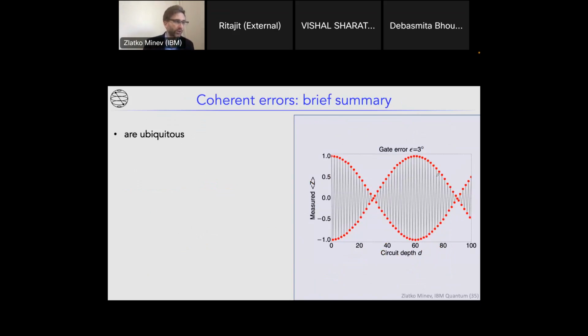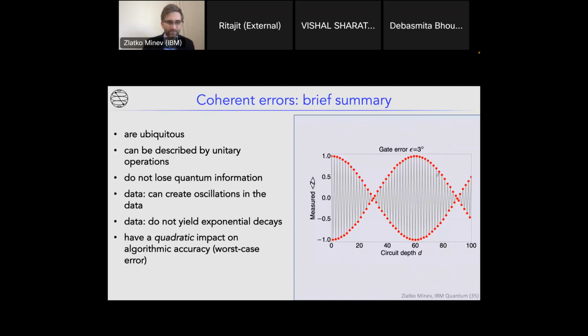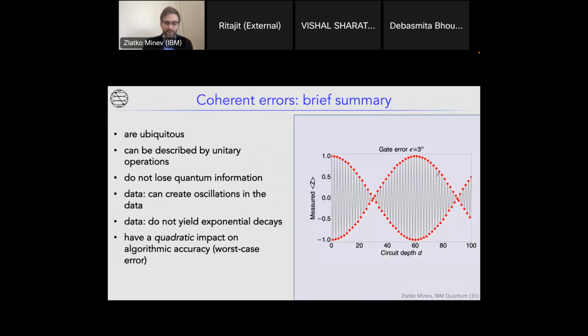So in summary, coherent errors are ubiquitous. They can be described by unitary operations. There's no loss of quantum information. In principle, all of this is unitary. We can, in the data, see oscillations, so oftentimes that's a signature, a hallmark feature. And finally, we don't see exponential decays in the data. Instead, because of this oscillation, you'll tend to have a quadratic worst case error to leading order. So that tells us the story of coherent errors, and feel free to post any questions in the chat.